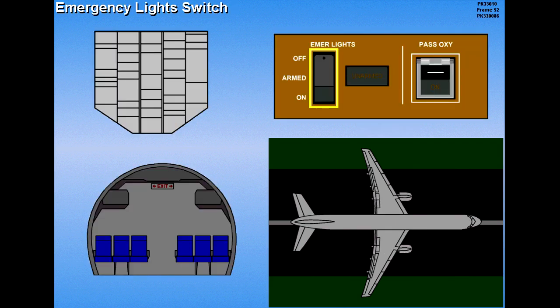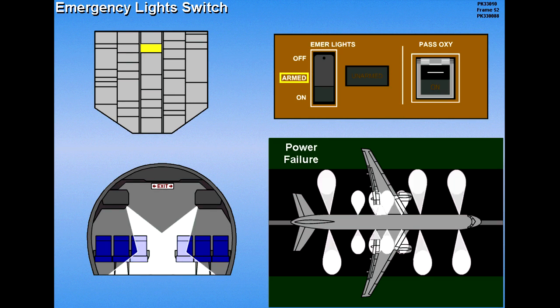A guarded 3-position emergency light switch is located on the overhead panel. With the guard closed, the switch is in the armed position. When armed, the exit and emergency lights will illuminate automatically if normal electrical power fails.